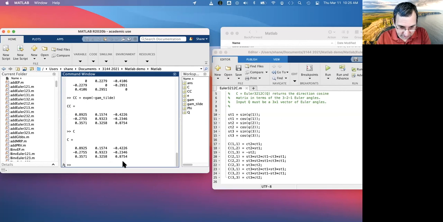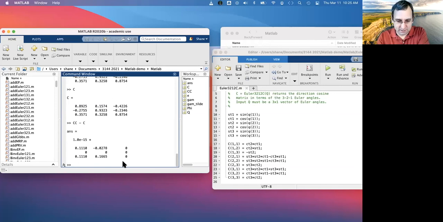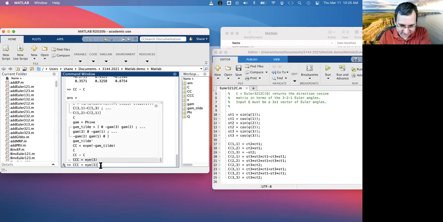Now compare with C. It works. Okay, so let's do C minus CC. And it's like machine precision difference. So it's good. Everything makes sense. We could try the Rodrigues formula. Maybe I'll call this CCC. I think it's I. Is it I? For whatever reason, I3. What is that? Yeah, the identity matrix.